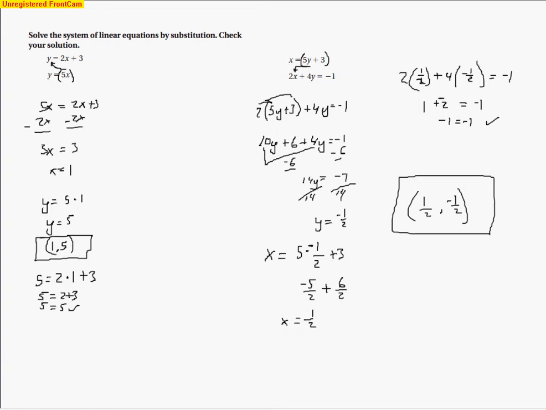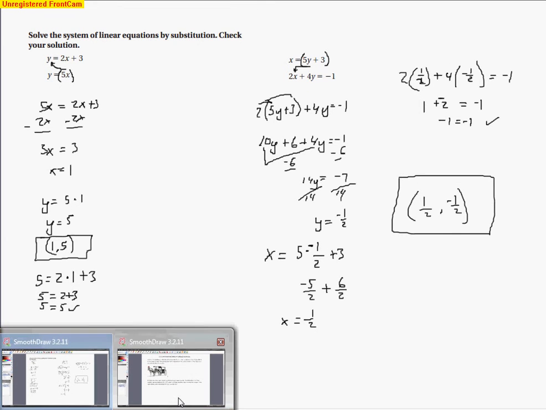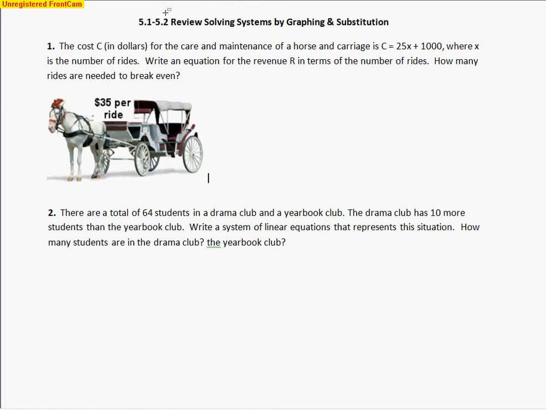Let's take a look at the last types of problems that we'll see, some word problems here. So here it says the cost C in dollars for care and maintenance of a horse and carriage is C equals 25x plus 1,000. So C is the cost. Let's underline that so we know what C represents. X is the number of rides. Let's underline that part. And R, we're supposed to write an equation for the revenue. So revenue is R in terms of the number of rides.